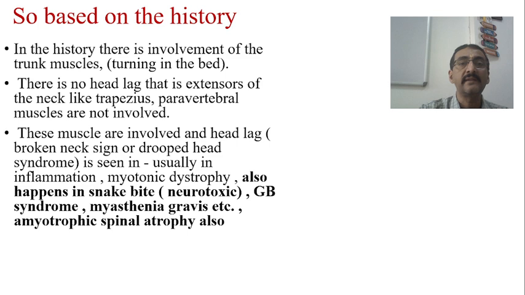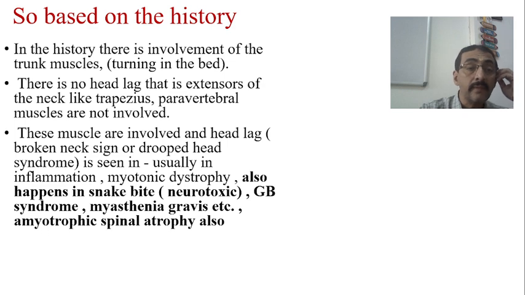If there is a head lag, it suggests that the muscular involvement is more progressive, and even the extensors of the neck are also affected. So we have extension of the neck, like trapezius and paravertebral muscles. But in this patient, these muscles are not affected because head lag is not there. Suppose if head lag is there, it suggests that the extension muscles of the neck are also affected. But of course, the problem is there with the trunk muscles. Trunk muscles have slowly started involvement.